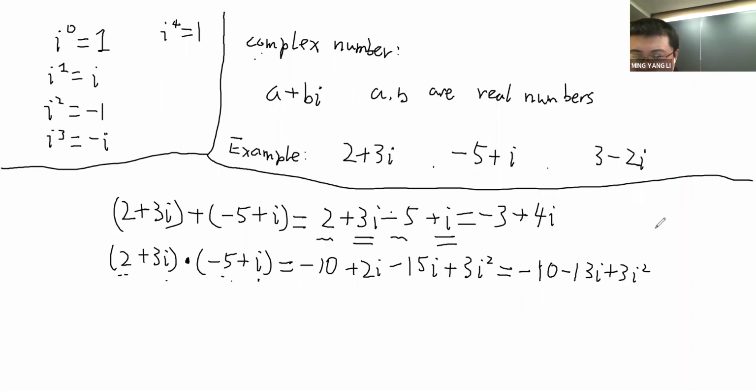But it's not a complex number anymore, because a complex number, as we defined here, let me mark it, should be a degree 1 polynomial. But what we have here is a degree 2. So we need to rewrite it as a degree 1.